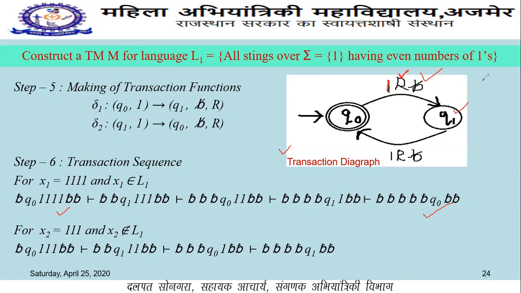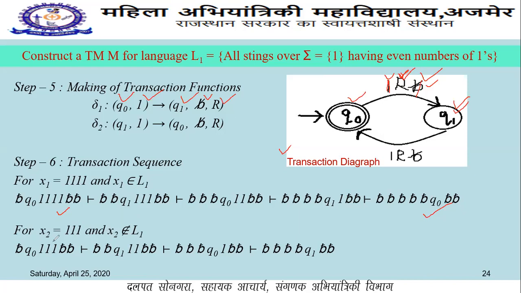That is what this transition function is telling us. This q0 is indicating this one, the next state q1 is representing this, the overwritten symbol blank is representing this, and this r is corresponding to this r. So this is the transition diagram, and these are the transition functions.